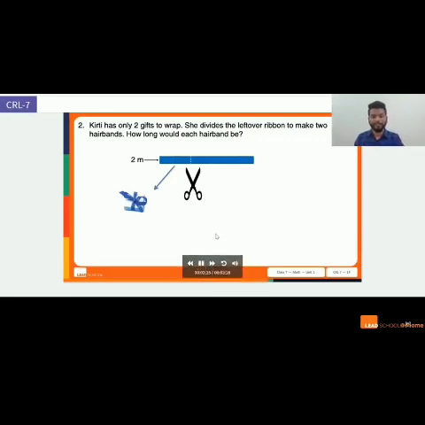Here you can see that she uses 2/3 of a meter for the first gift and another 2/3 of a meter for the second gift. She is now left with 2/3 of a meter of the ribbon. With this ribbon, she makes 2 hairbands.